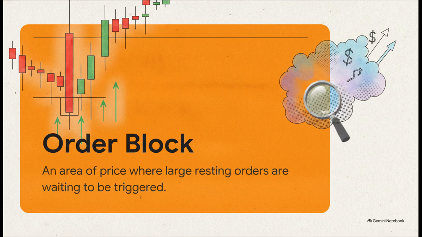But why does this even happen? Well, think about it like this. If you're a massive institution and you need to buy a huge amount of currency without spiking the price, you have to engineer a sell-off first. You need to generate enough liquidity on the other side. So that final aggressive sell candle, that's the physical footprint of those large resting orders taking control.